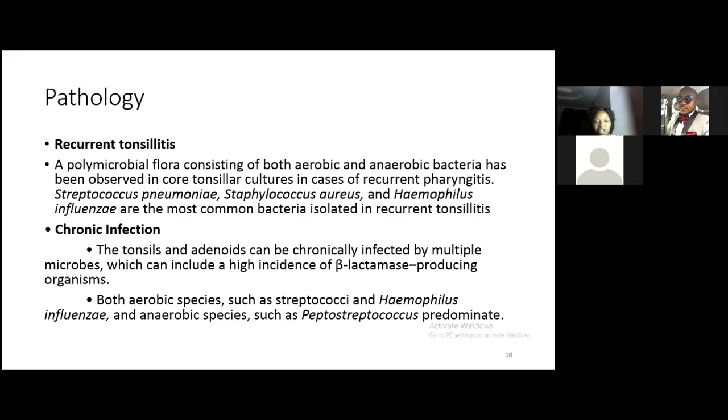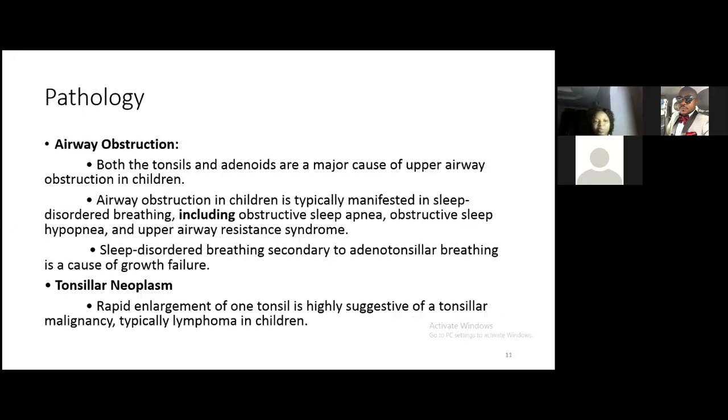For chronic infection, the tonsils and adenoids can be chronically infected by multiple microbes, which include a high incidence of beta-lactamase producing organisms, such as the streptococci that we mentioned earlier. Also, Haemophilus influenzae and anaerobic species of other bacteria, such as Streptococcus, also predominate in chronic infection.